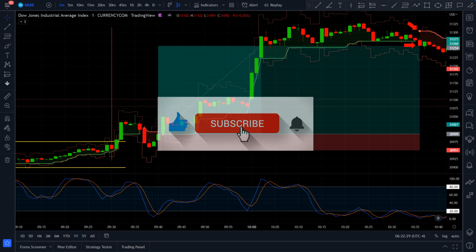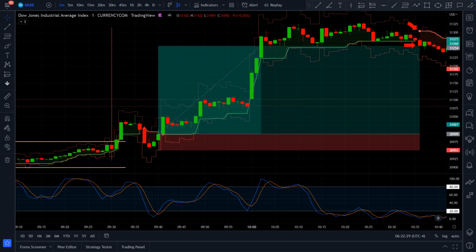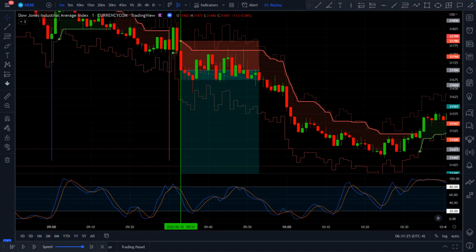Now let's see what we need to see for a short position. For a short, we look for the opposite. The first thing we need to see is that the first breakout of the range happens to the downside. If it does, we have two options moving forward.